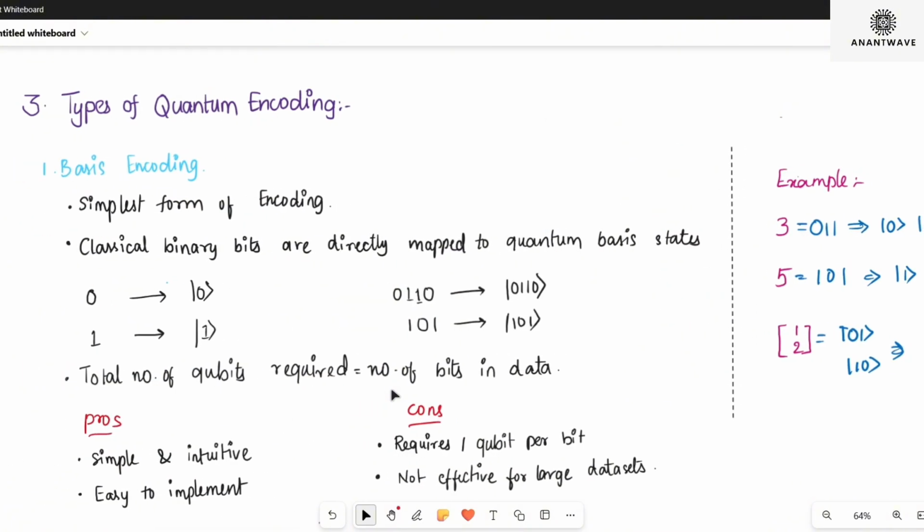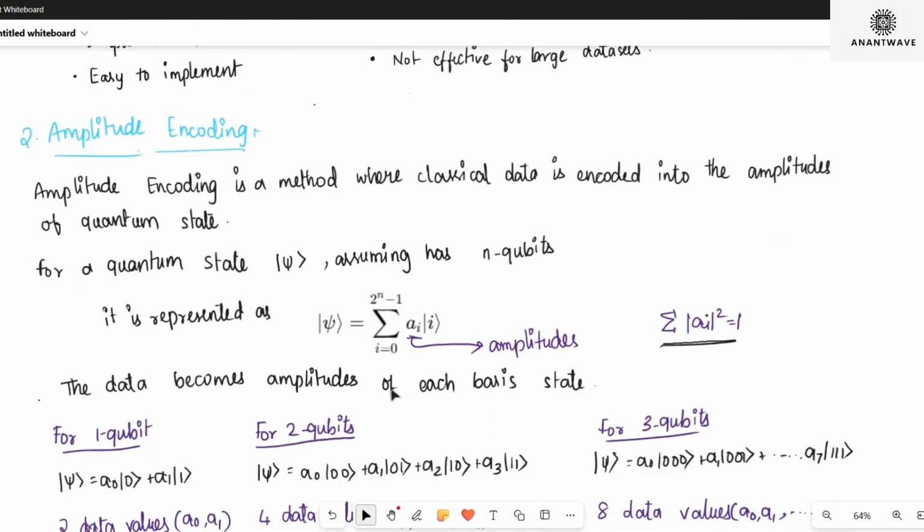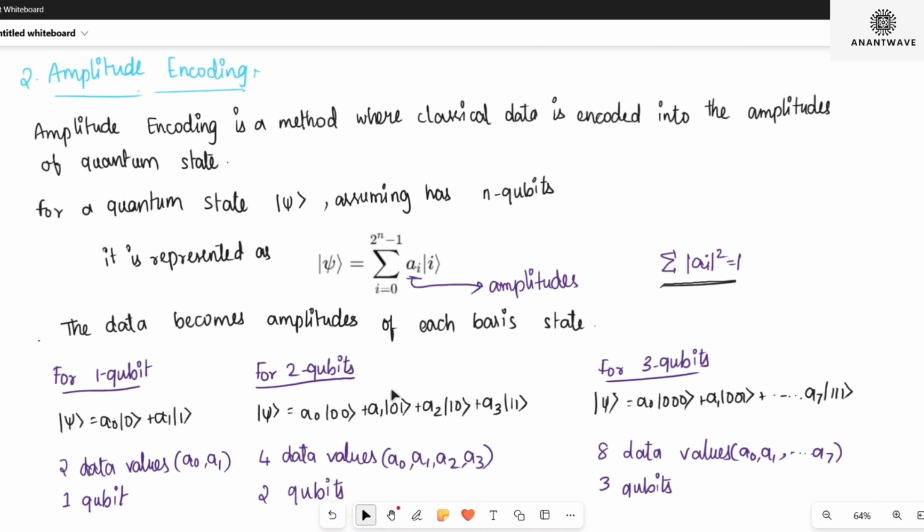Now coming to amplitude encoding. Amplitude encoding is a method where classical data is encoded into amplitudes of quantum states. We know that a quantum state psi, assuming it has n qubits, will be represented as this. Here A is the amplitude and i is the basis state. We also know that quantum states are always normalized, that is, the sum of squares of amplitudes will always be 1. So the data becomes the amplitudes of each basis state in amplitude encoding.